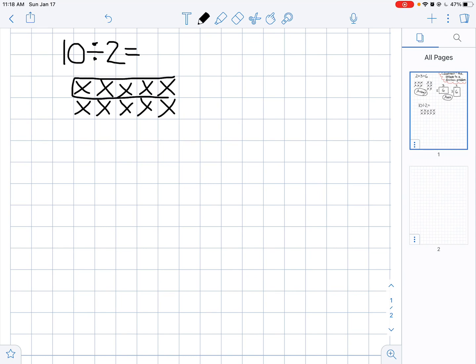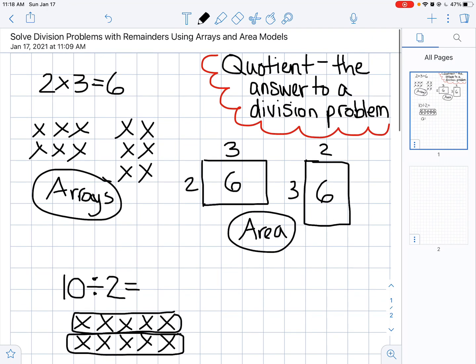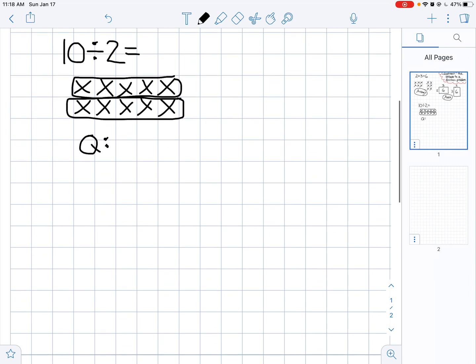Here's 1 group. Here's 2 groups. How many ended up in each group? I can count my x's in each group. 1, 2, 3, 4, 5. My quotient, therefore, remember, the quotient is the answer to a division problem, not addition. So my quotient here is 5. I took 10 items, divided them into 2 groups in an array form, and I got 5.